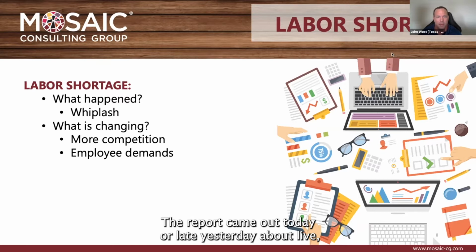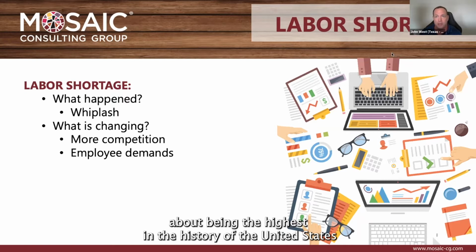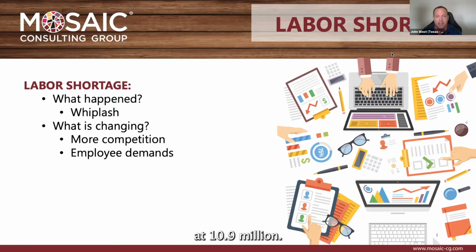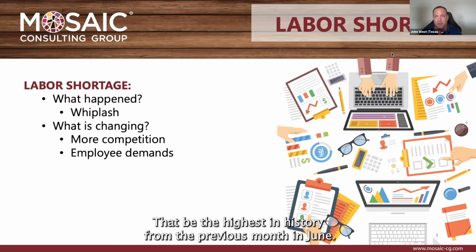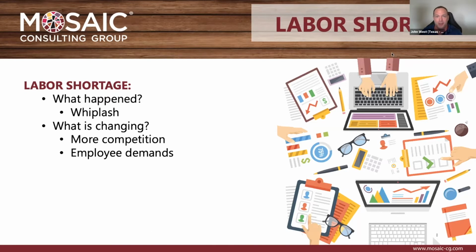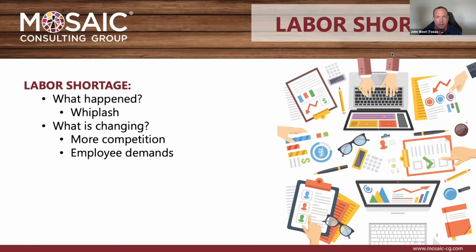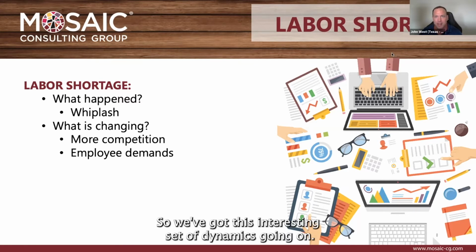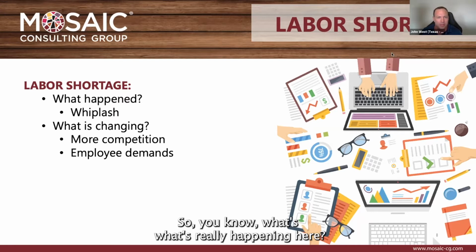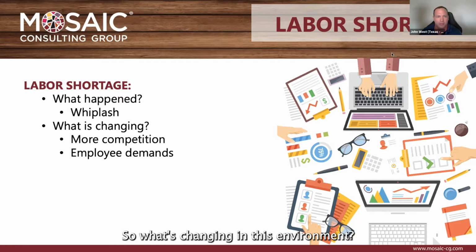The report came out today or late yesterday about July job openings, highest in the history of the United States at 10.9 million. That beat the highest in history from the previous month in June of 10.2 million. Yet there's 8.4 million Americans remaining out of the workforce. So we've got this interesting set of dynamics going on. So, what's really happening here? So what's changing in this environment?